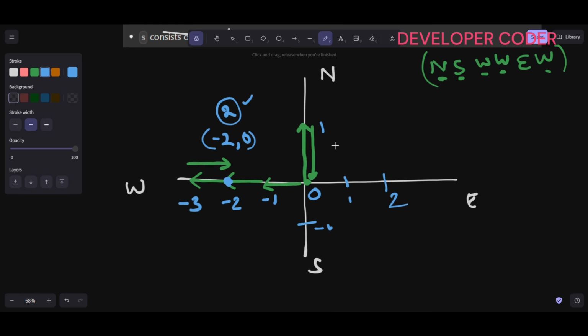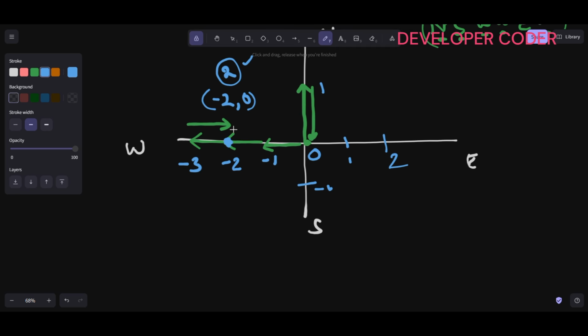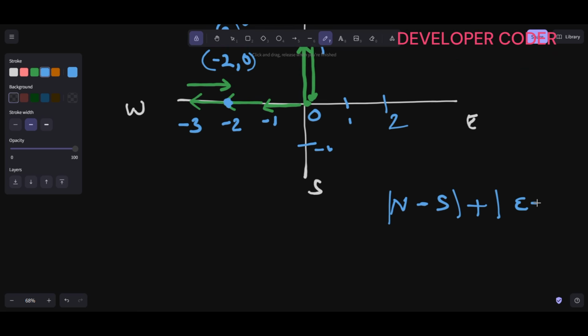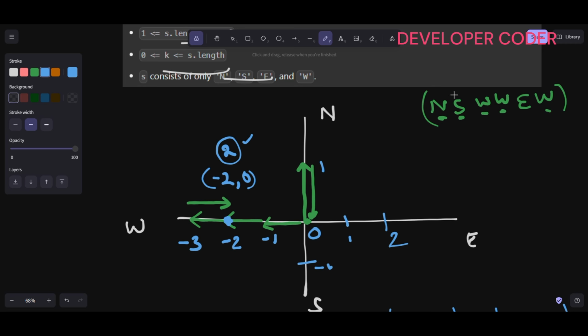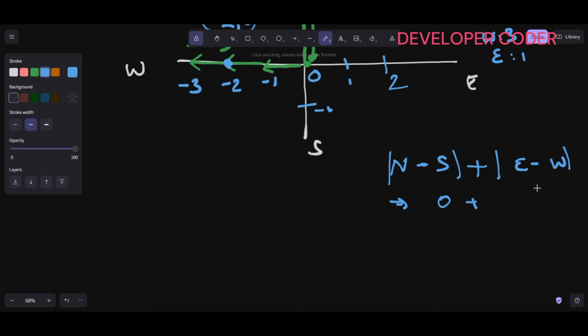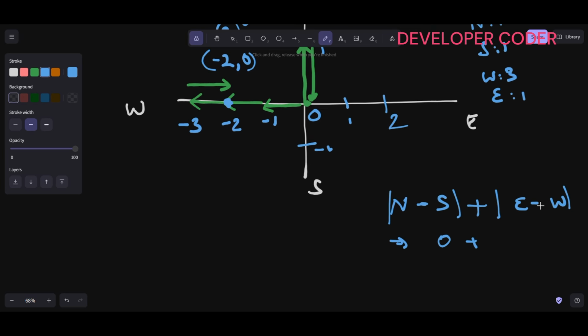So here, this is north and this is south. How can you get these two distances? North and south, and the absolute value of the difference between them, so we are going to get 0 only, right? And if I add to this the absolute value of east minus west: north count is just 1, south count is just 1, west count is 3, east count is just 1. So you get 0, and east minus west is 1 minus 3, which is -2, absolute 2 only, right? So you're going to get 2 only with this formula.